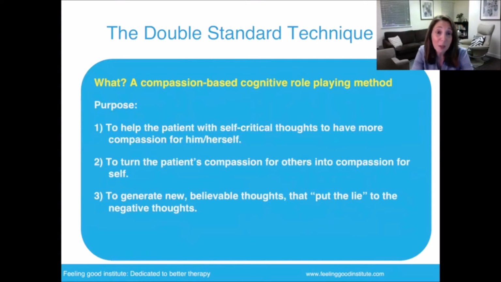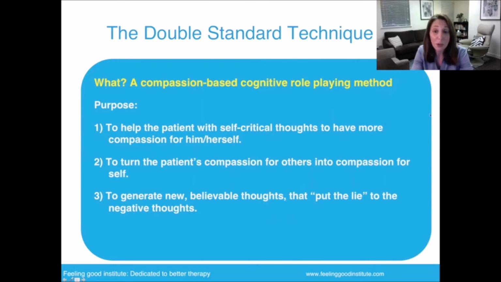The purpose of the double standard technique is to help the patient who has self-critical thoughts to have more compassion for him or herself. That is a patient who tends to be really hard on himself. We're going to help them have more perspective and become less self-critical and more compassionate. The goal is to turn the patient's feelings of compassion for others into compassion for the self. And finally, to generate new, believable thoughts that put the lie to the negative thoughts.